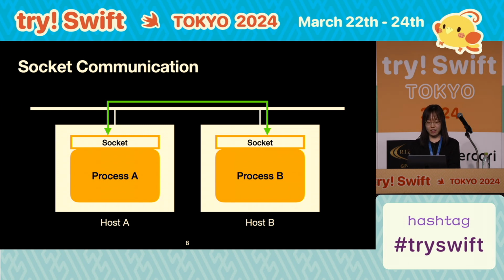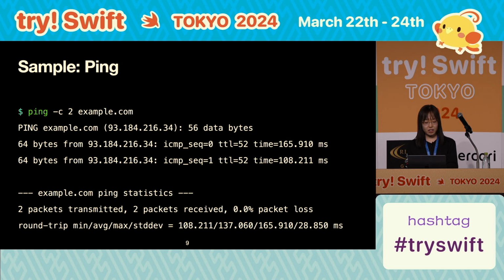POSIX defines the interface for sockets, and both macOS and iOS roughly conform to the POSIX standard. We can experiment with sockets using the familiar environment provided by these platforms. Sockets can send various types of data. This time, we will try implementing a ping program. A ping program works with very simple logic, which makes it perfect for beginners to start learning socket communication.